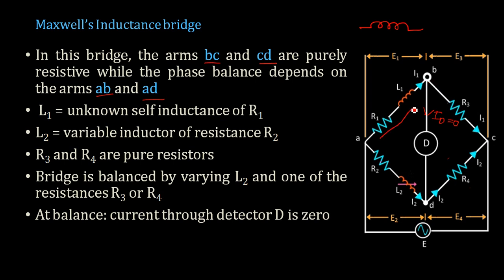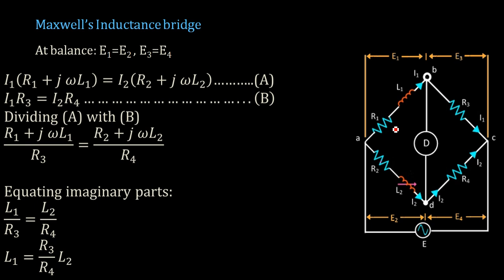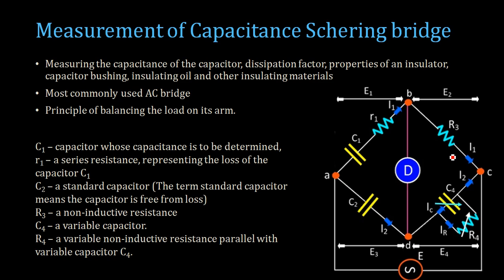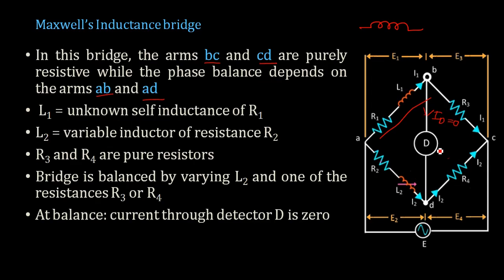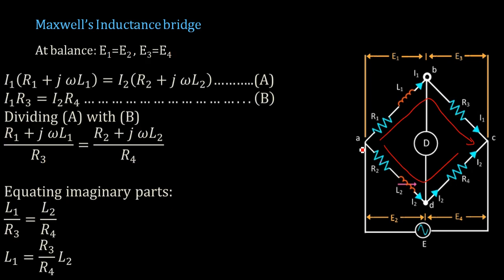So you will have a current flowing like this, and you will have another current flowing like this. So this is your balance condition. We'll see how it works. So this is the current that is flowing.